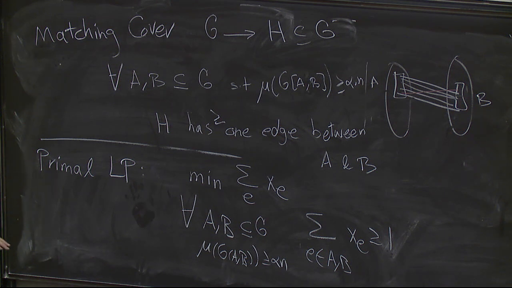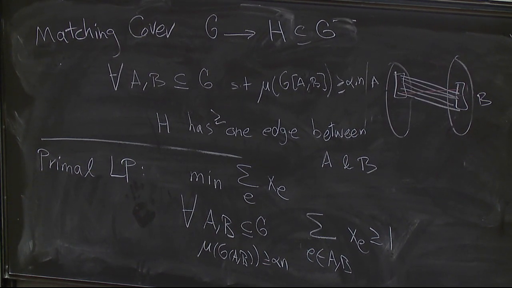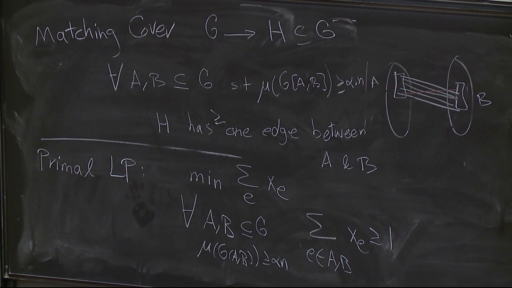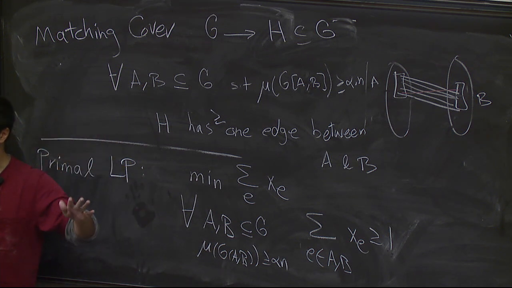Does this linear program make sense? It's not a good linear program. It's exponential size. It's, in fact, a very bad program. You cannot even solve it with ellipsoid, at least in a trivial way, because its separation oracle requires you to solve an independent set problem. So I don't know how to solve this LP. But I can write it, no? I'm not going to ever solve this LP. I'm going to just use it for my analysis, really.